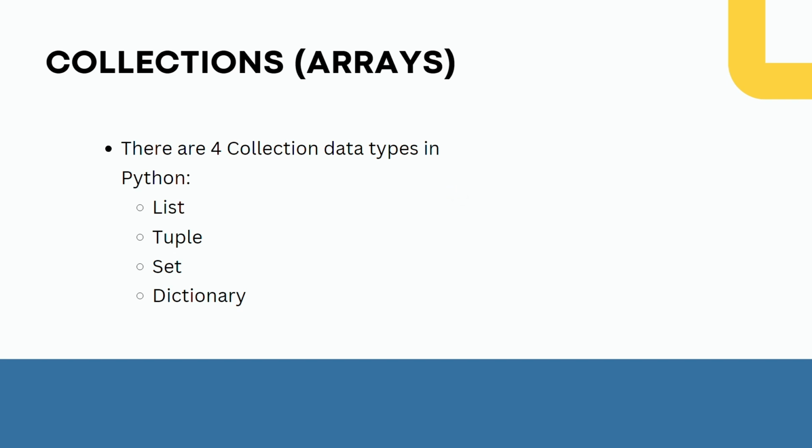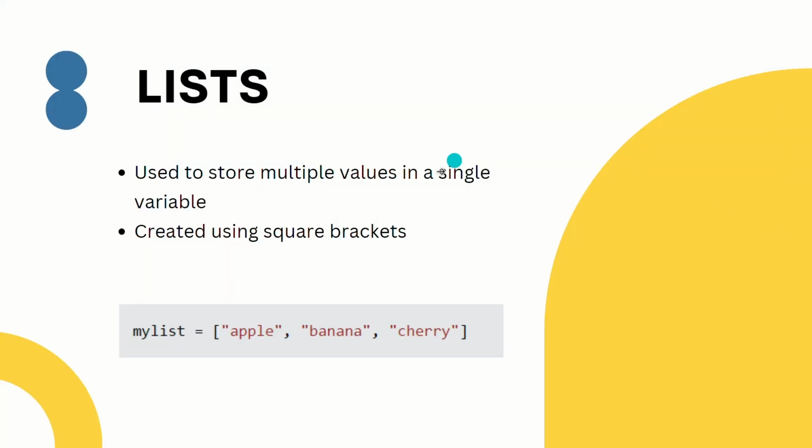Collections are also known as arrays. There are four collection data types in Python. One is list, the other is tuple, and we have set and dictionary. We can discuss the rest in upcoming videos, but today we're going to talk about list.